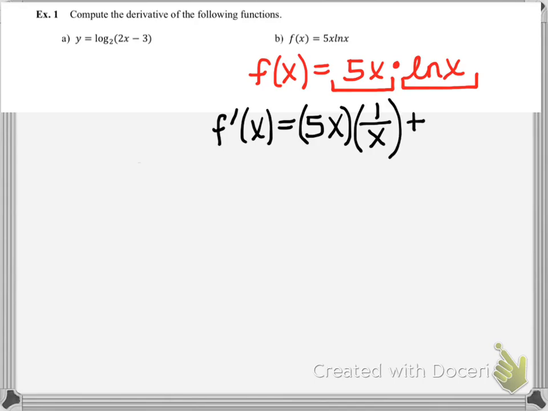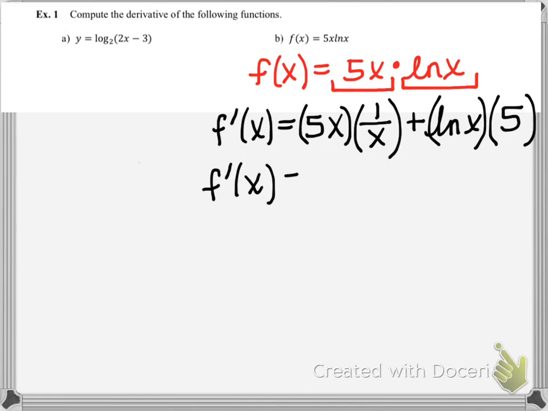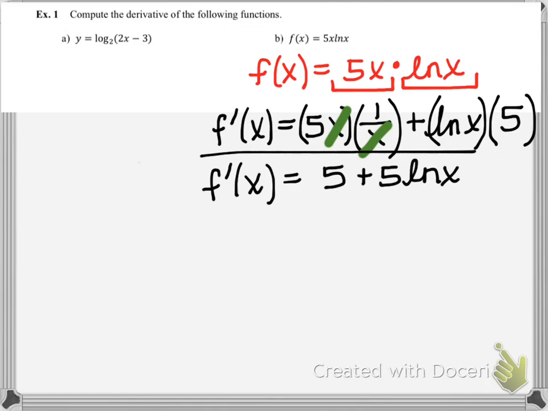Plus the second function that's being multiplied, which is natural log of x, multiplied by the derivative of the first. The derivative of 5x in this case is just 5. So this derivative simplifies pretty nicely because we notice that the x's will divide out, so we'll be left with just 5 plus 5 times the natural log of x.